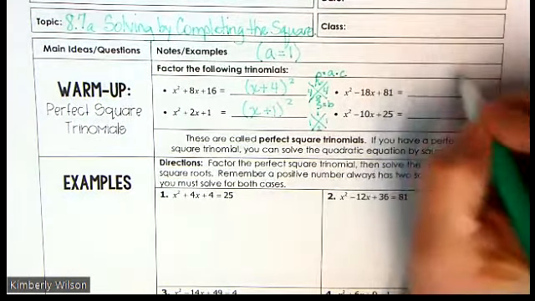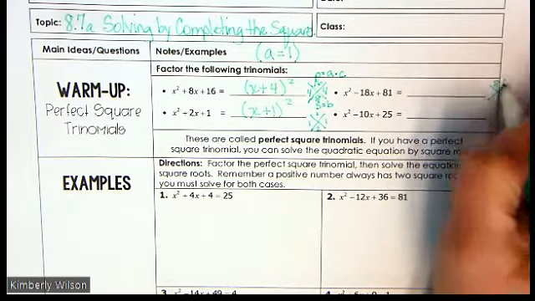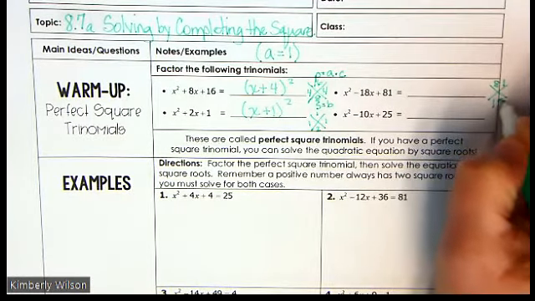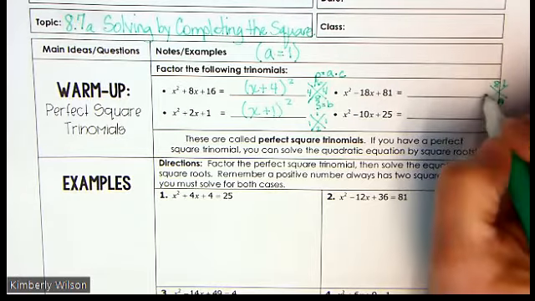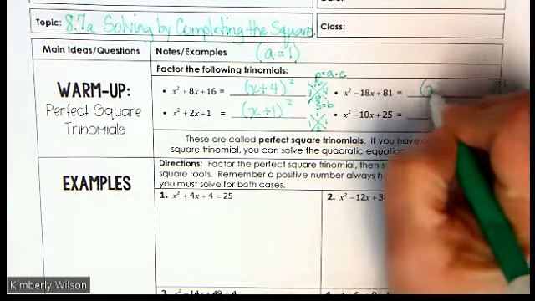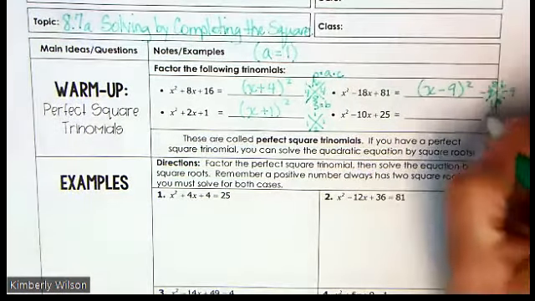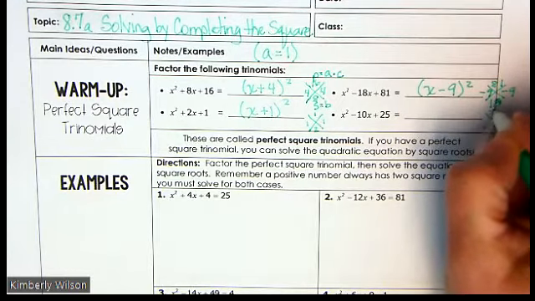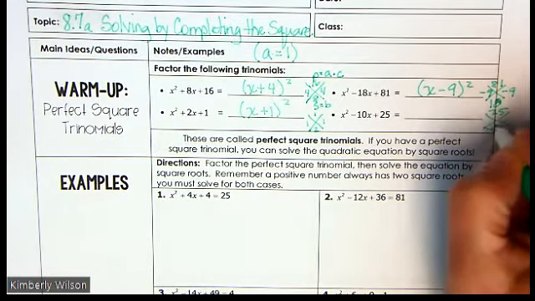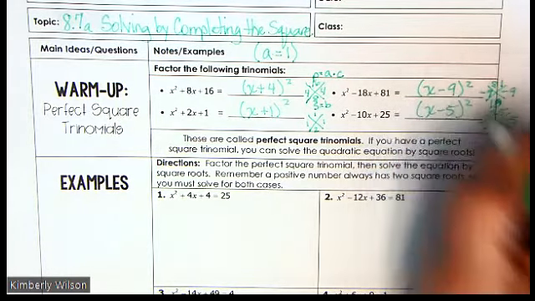Let's look at this one. So product sum, this is 81, this is 18. So this is -9 and -9. So therefore, this is x minus 9 squared. So this is a positive 25. This is a -10. So this is -5 and -5. So this is open parentheses x minus 5 squared.